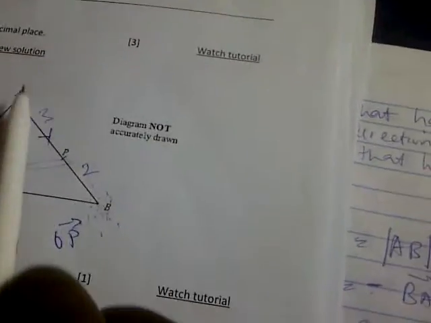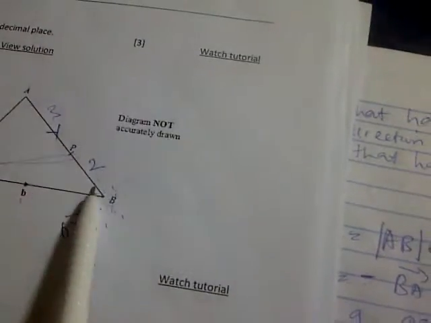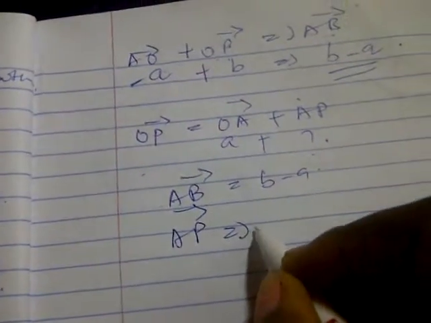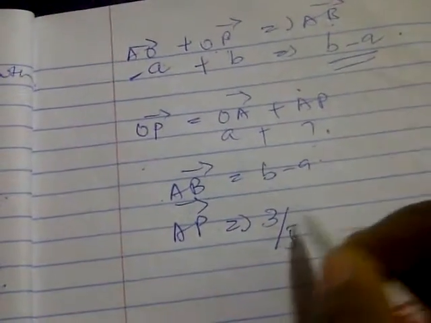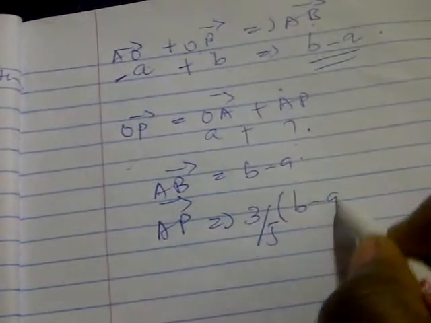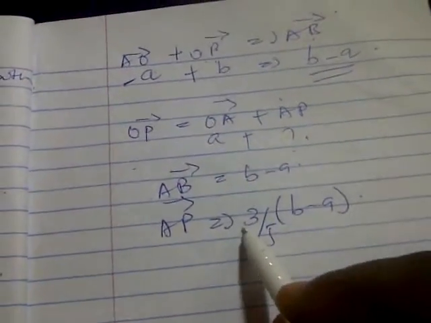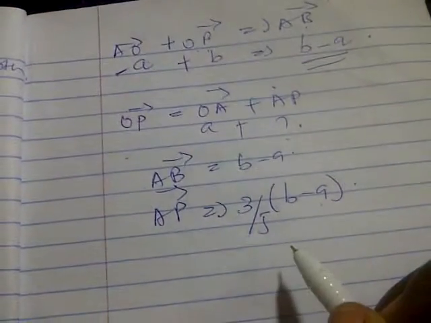Remember that we're told that AP is 3 and this one is 2. So we're looking at the ratio of everything. Total is 3 plus 2, that's 5. 5 representing B minus A. Okay, now the ratio of AP is going to be 3/5 into B minus A. Okay, AP is 3/5 into B minus A.